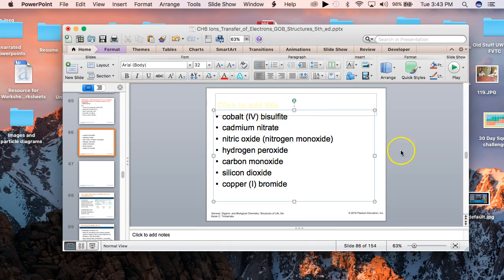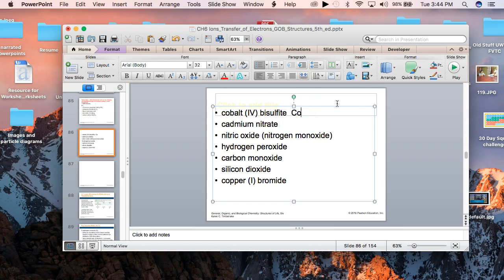Okay, so coming here to cobalt 4 bisulfite, so that's Co. HSO3 is bisulfite, and HSO3 has a negative charge, and so you need 4 of those to balance the 4 positives on cobalt. So Co(HSO3)4.